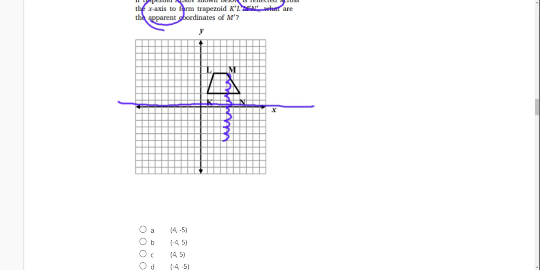The X is going to stay the same. So it's still 1, 2, 3, 4. But now it's a -5. Because I flipped over, the X stays the same and the Y changes. Okay.